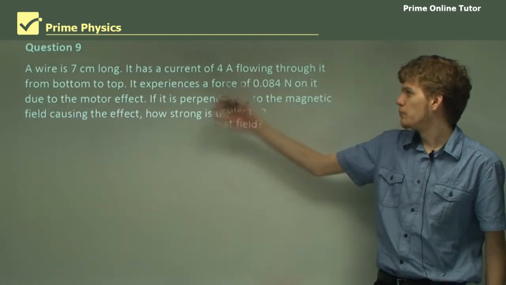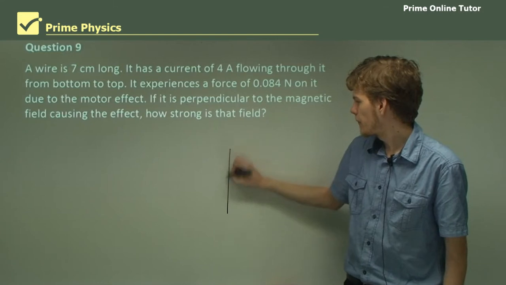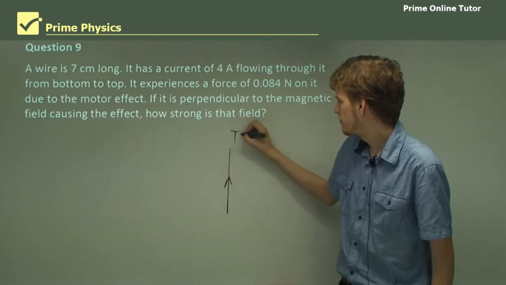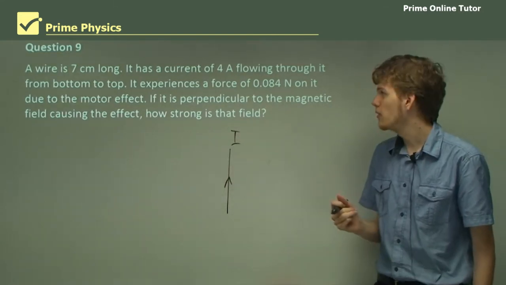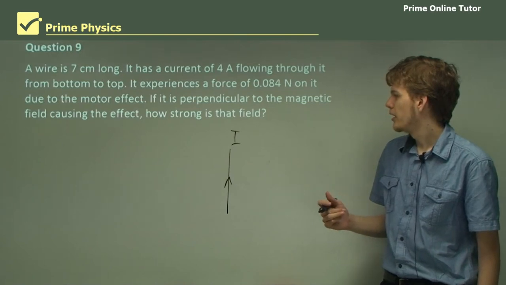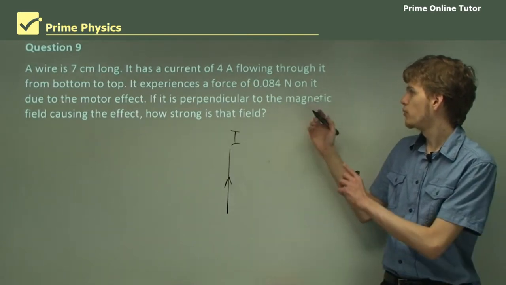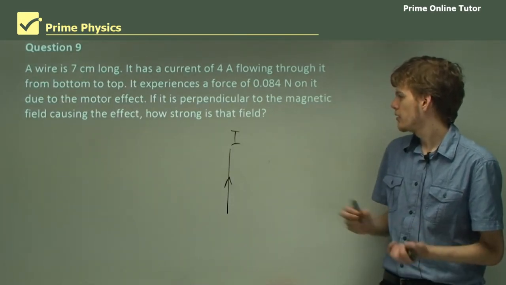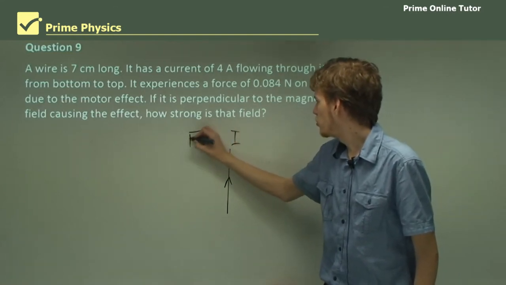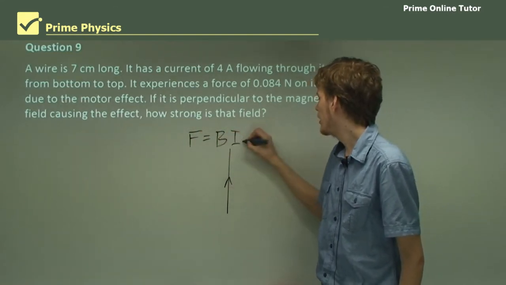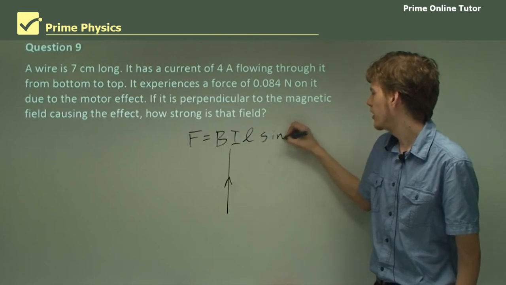We have bottom to top, we have a current, which I'll mark I, our symbol for current. It experiences a force, which will be equal to BIL sine theta.